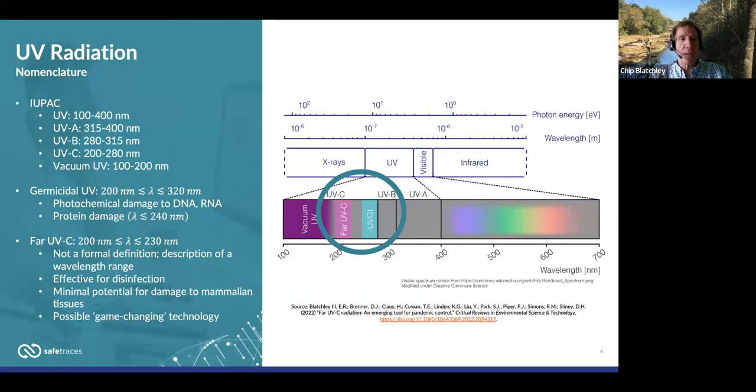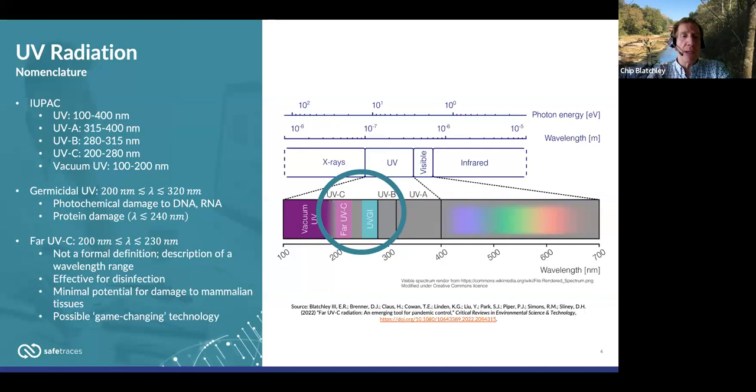What we're particularly interested in these applications is germicidal ultraviolet radiation, which is nominally wavelengths of radiation between 200 and 320 nanometers. That's where we see damage largely happening within nucleic acids, including DNA and RNA. And then at wavelengths less than about 240 nanometers, we also start to see protein damage. I'll talk about both of those more in just a minute.